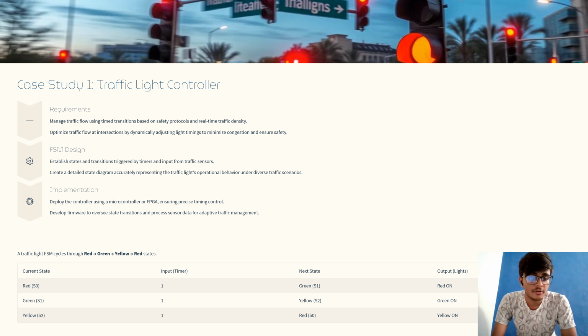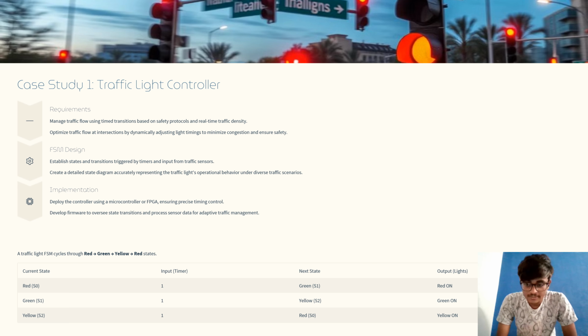Deploy the controller using a microcontroller or FPGA, ensuring precise timing control. Develop firmware to oversee state transitions and process sensor data for adaptive traffic management. Traffic light FSM: the FSM cycles through red to green, green to yellow, and yellow to red states.